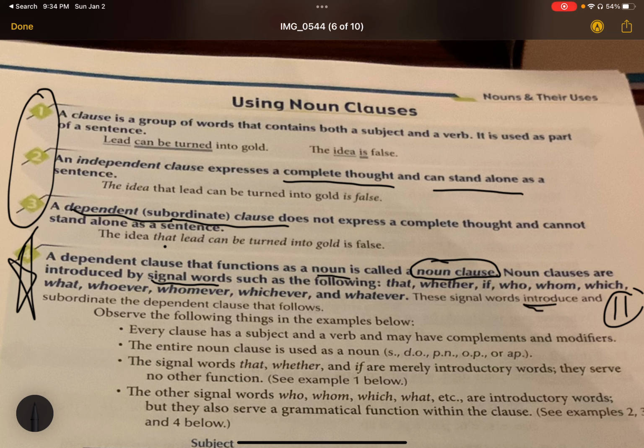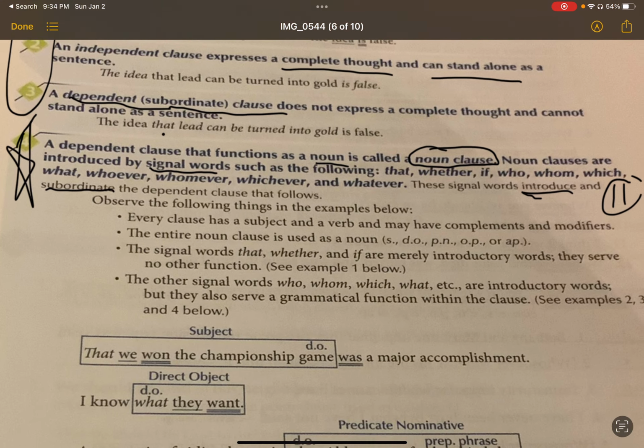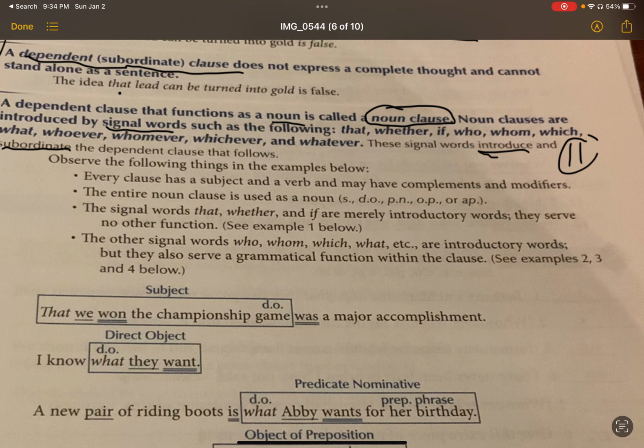So signal words introduce and they subordinate the dependent clause that follows. Observe the following things in the examples below. Every clause has a subject and a verb and may have complements and modifiers. An entire noun clause is used as a noun, and you know, noun is a part of speech, but these are the parts of a sentence that the noun can be: the subject, direct object, predicate nominative, object of the preposition, or appositive.